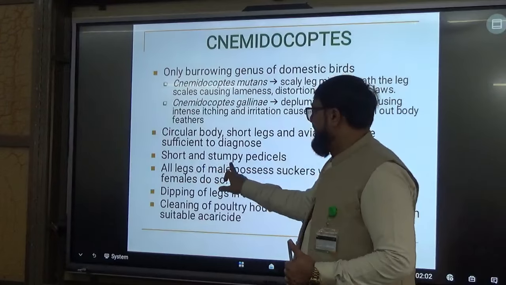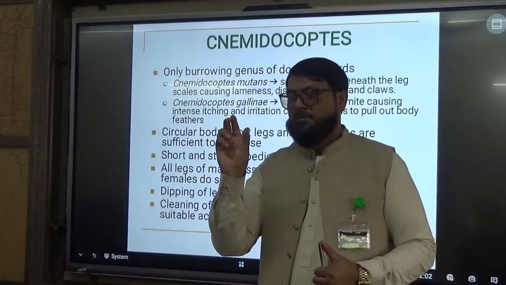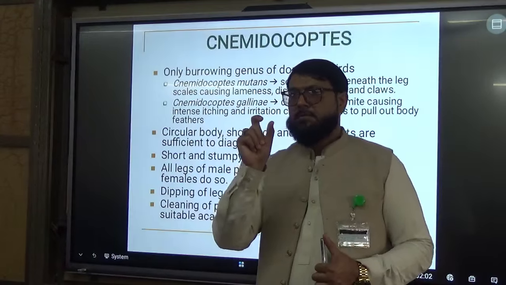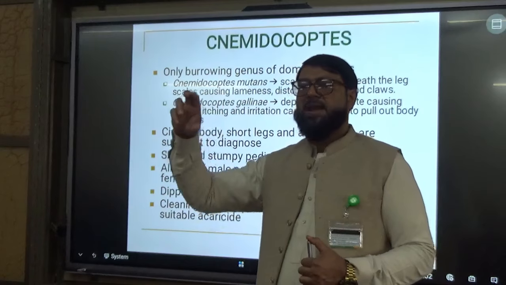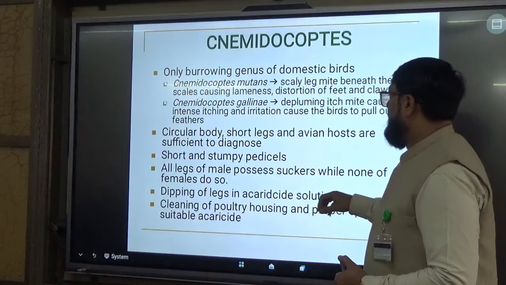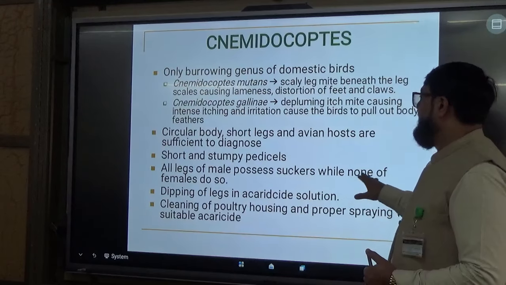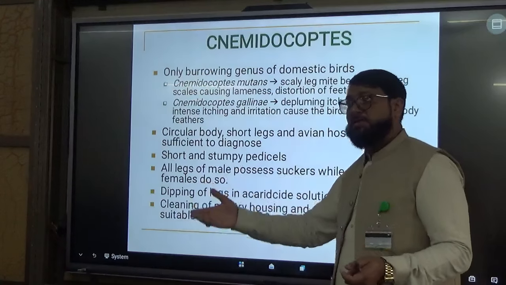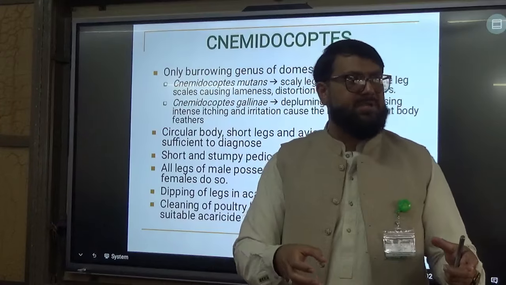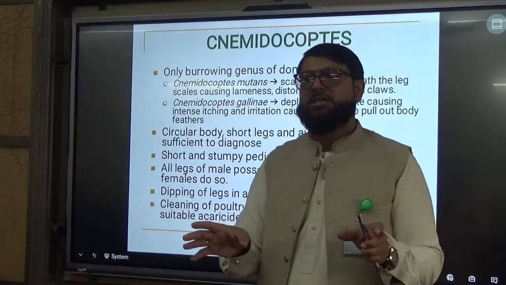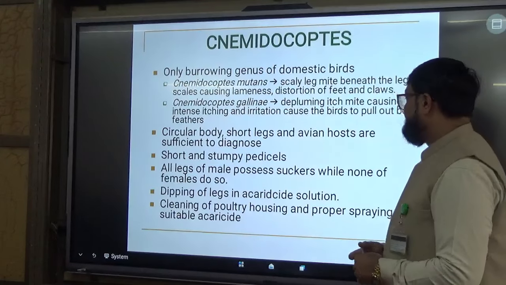They have short and stumpy pedicels. Again, the pedicels are just before the sucker. Three parts, what were those? The hooks, pedicel, and the suckers. All legs of the male possess suckers. Now here's the difference: none of the females do so. So again, it is sexual dimorphism. Based on the presence or absence of the suckers, you can easily differentiate which one is the male mite and which one is the female mite.